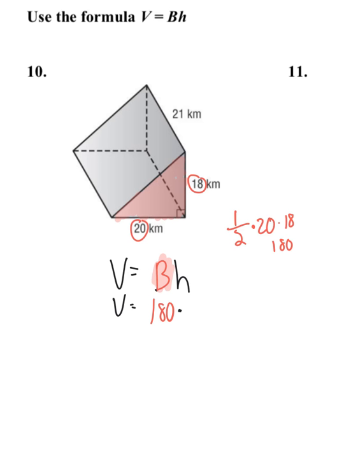Now remember, the height of a triangular prism is the distance between the triangles. So I'm going to highlight that in blue. So those blue lines represent the height. They're the lines that connect the two triangles. So the height is 21.